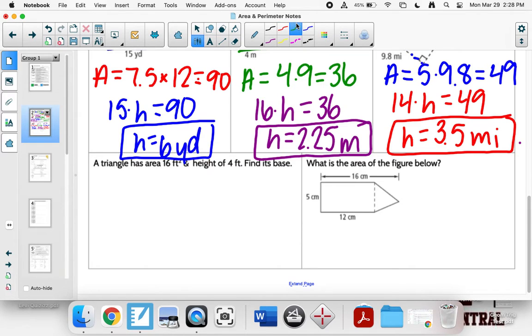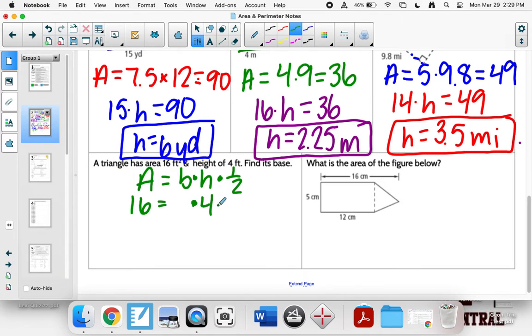So the triangle has area 16 feet squared and height of 4 feet, find its base. So we know we're dealing with a triangle and area, so what's the area formula for a triangle? Base times height times a half. Either divide by 2 or times a half, yeah, either way. So we're gonna plug in what we know. We know the area is 16, so where should I plug that in for A, B, or H? In the A, yep, so area 16 equals the H, the height we know is 4, so what am I plugging in for H?